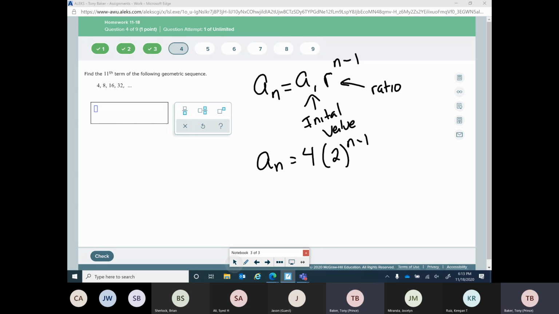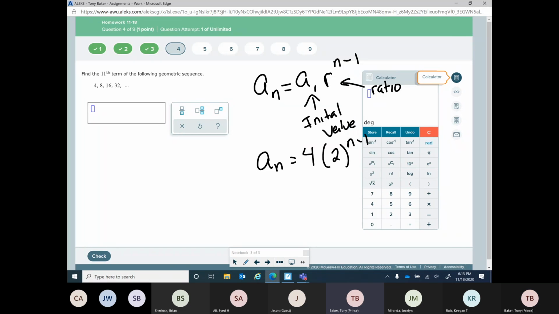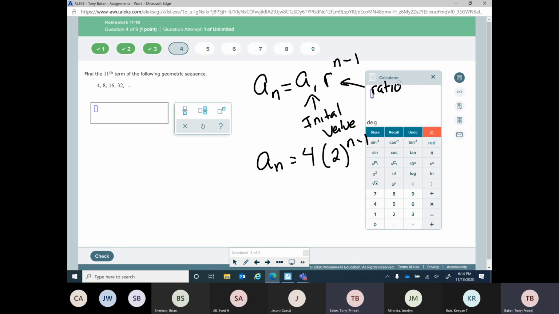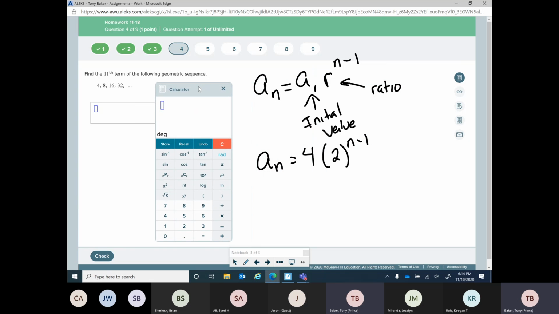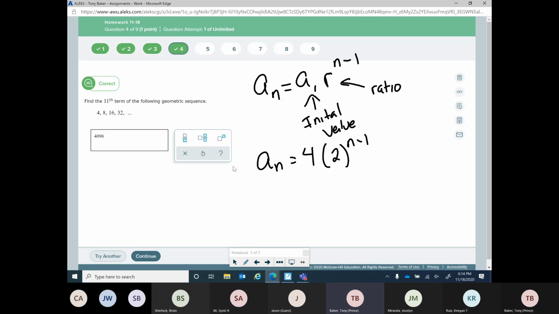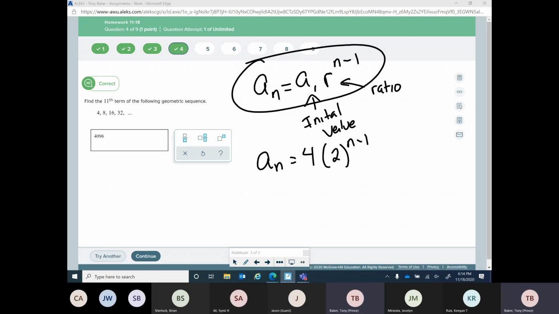And then we want the 11th term. So go to my calculator. These are ones that you're not necessarily going to be able to do like the addition and subtraction ones for the arithmetic ones, which are pretty easy to do in your head. These are going to get large pretty quick, so it's just as easy to use a calculator. 4 times 2 raised to the 11 minus 1, which is 10. So the answer for this one is 4,096. So the key is to come up with the formula for it, and then just plug it into the calculator.